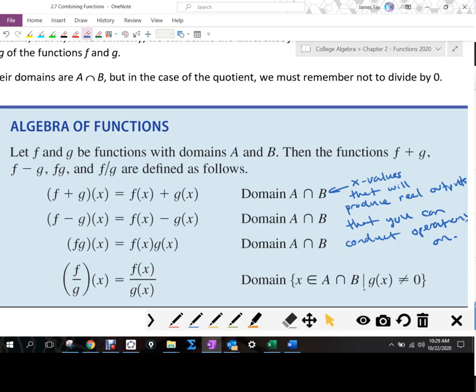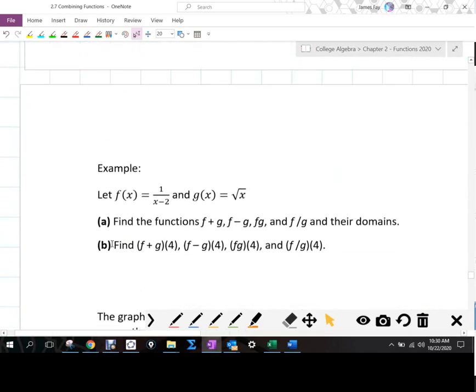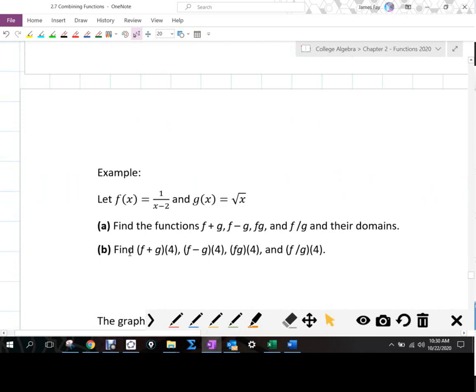Okay. So what we like to do is give some individual functions, F and G, and then ask you to come up with what these sums, differences, quotients, and products look like, and then analyze the domains of those things. Okay, so do an example here. We're going to let f of x equal 1 over x minus 2 and g of x be equal to the square root of x, and ask us to find the following functions and their domains.